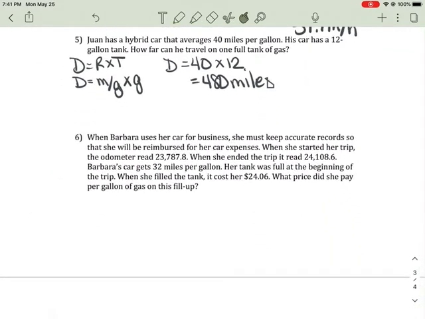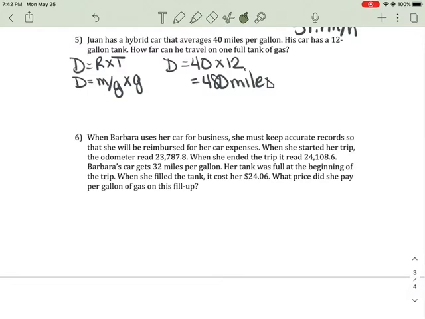All right, so let's talk about Barbara here. She uses her car for business, and she must keep accurate records so she can be reimbursed for her expenses. When she started her trip, her odometer read 23,787.8. When she ended her trip, her odometer said 24,108.6. Her car gets 32 miles per gallon, and her tank was full at the beginning of the trip. When she filled her tank, it cost her $24.06. What price did she pay per gallon for this particular trip?